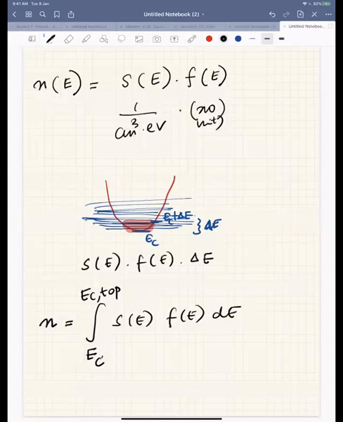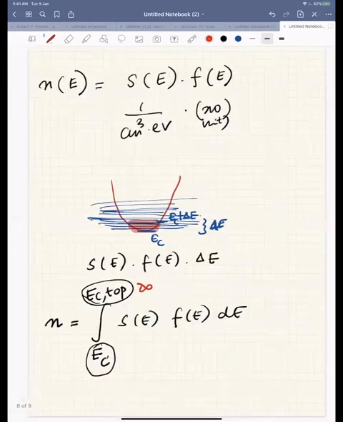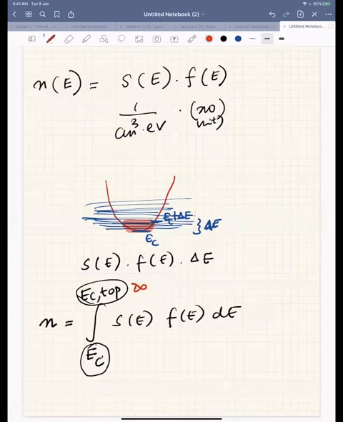So this is what will give you the total number of electrons in the conduction band. But we know the EC, and we don't know the EC top, right? What is the top of the conduction band, we don't know. So here there is another approximation. This EC top is replaced by infinity, by assuming that as you move from the bottom to the top of the conduction band, the probability of occupation is also reducing, because the Fermi function is an exponential function. So as you go up from the bottom of the conduction band, the Fermi function reduces exponentially, right?